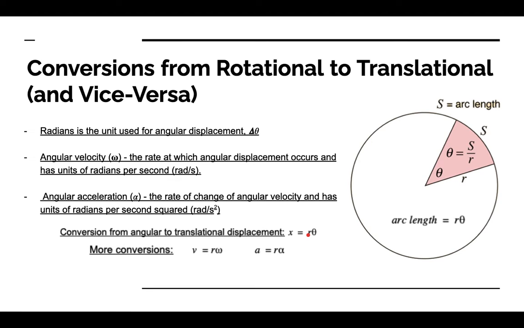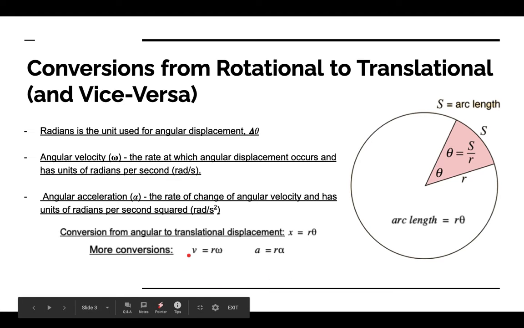So the same conversions follow for linear velocity, translational velocity, and translational acceleration. So translational velocity is equal to the radius times the angular velocity, and translational acceleration is equal to radius times angular acceleration.